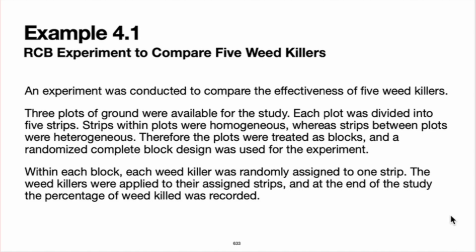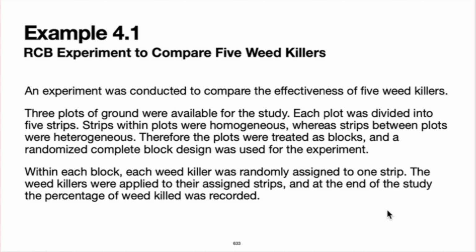If the plots of ground are spatially distant from each other, then it's very likely that they will be different from each other, so that the 3 plots will be heterogeneous with respect to each other, but the ground within the plots would tend to be more homogeneous. Each plot was divided into 5 strips. Strips within plots were homogeneous, whereas strips between plots were heterogeneous. And so therefore, the plots were treated as blocks, and a randomized complete block design was used for the experiment. Within each block, each weed killer was randomly assigned to 1 strip and then applied to the weeds in that strip. And at the end of the study, the percentage of weeds killed was recorded.